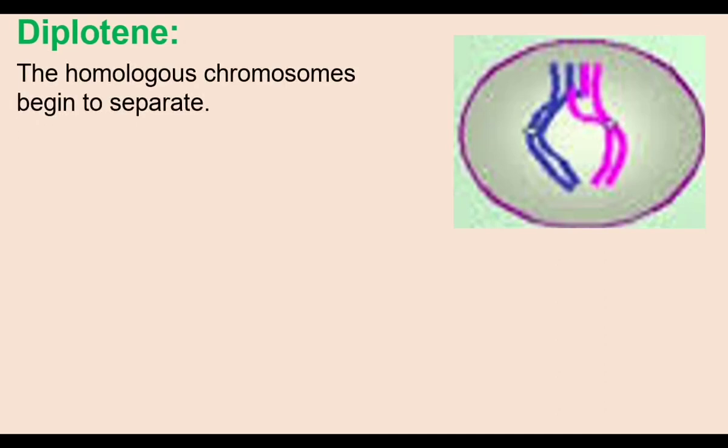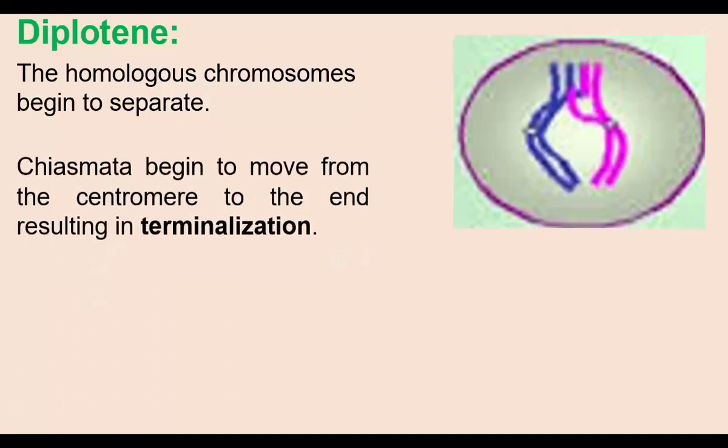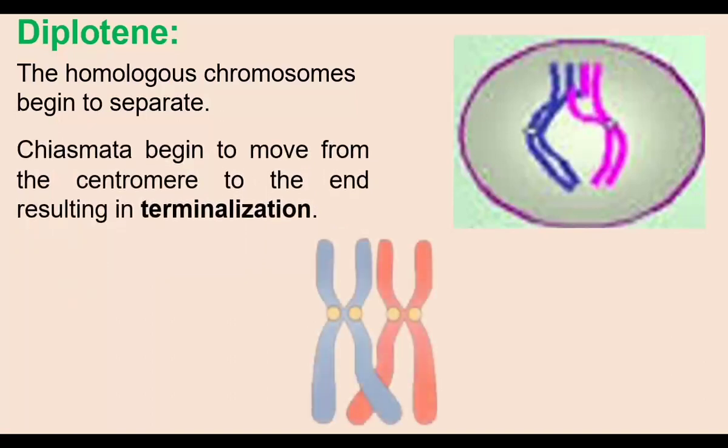Diplotene. The homologous chromosomes begin to separate. Separation starts from the middle and moves towards the end. Chiasmata begin to move from the centromere to the end, resulting in terminalization. When the chiasmata move towards the end, the two chromosomes get separated.